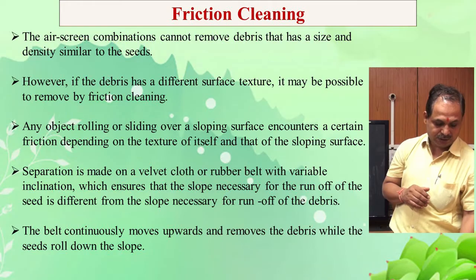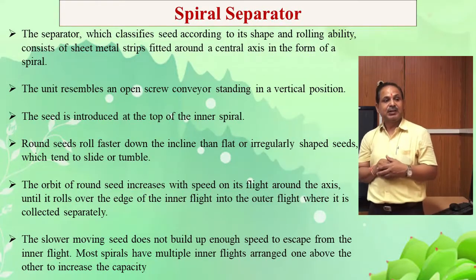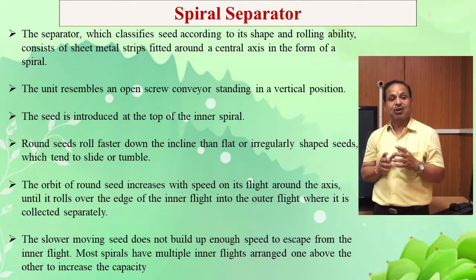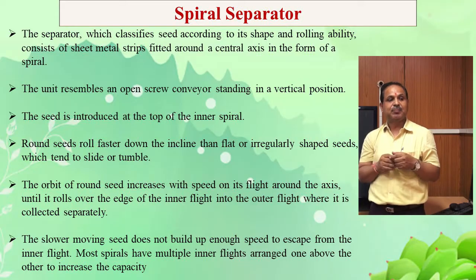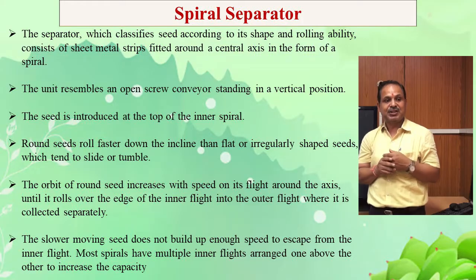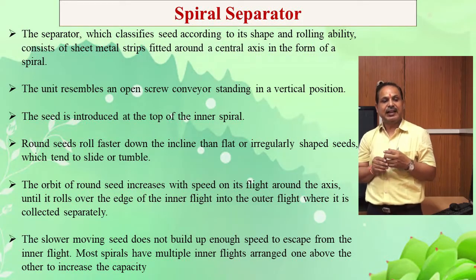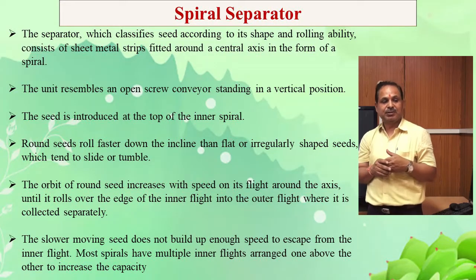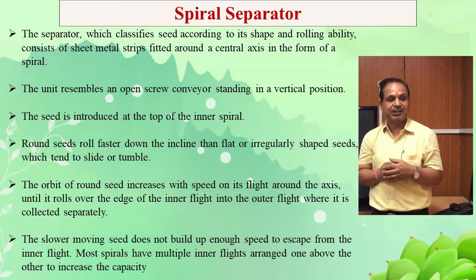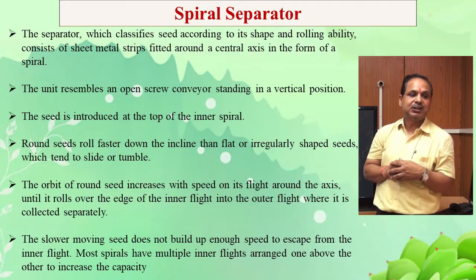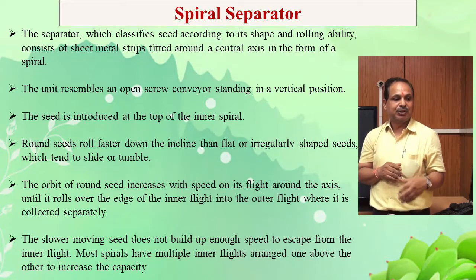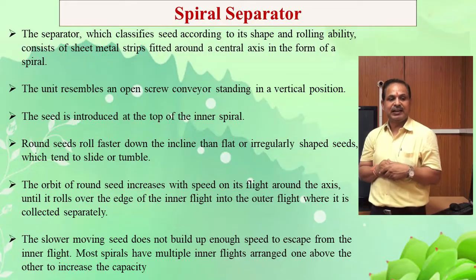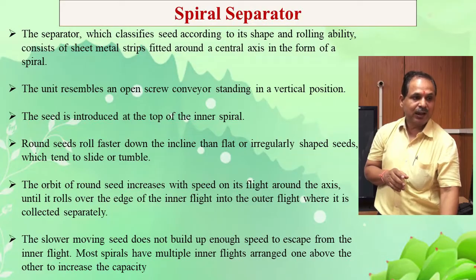So spiral separators: this is the separator which classifies seed according to the shape and rolling ability. It consists of sheet metal strips fitted around a central axis in the form of spirals. The seeds are separated by their rolling ability. The unit resembles an open screw conveyor standing in a vertical position. Round seeds roll faster down the inclined spiral than the flat, irregularly shaped seeds. So this way we can separate them.